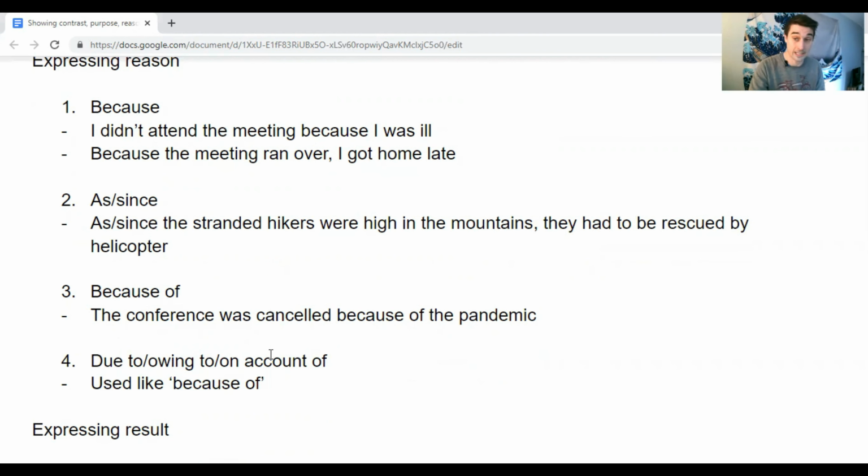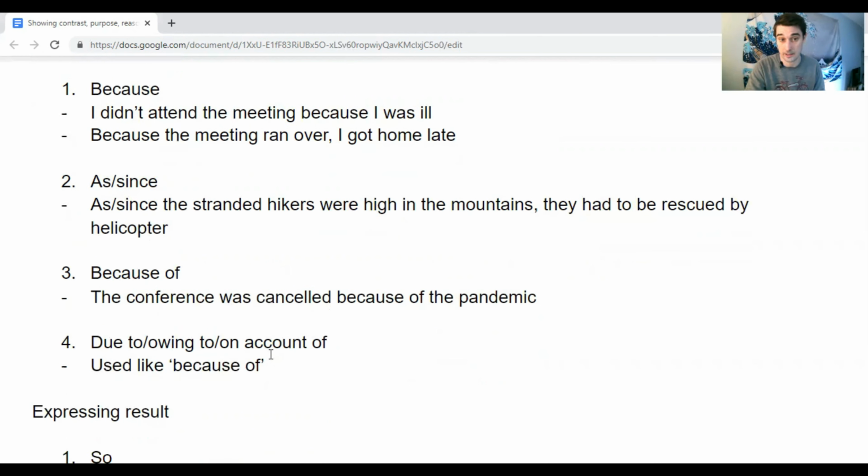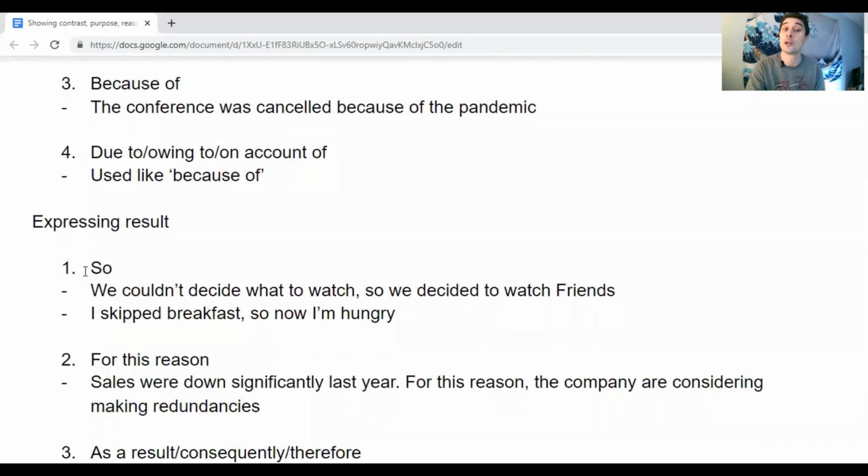And the last one I would like to go through is expressing result. So we've got some good vocabulary here for expressing result. The first one is so. We couldn't decide what to watch, so we decided to watch Friends. Happens a lot. You're on Netflix, you can't decide what to watch, and you spend 15 minutes checking, and in the end you say, okay, let's just watch something. Let's watch Friends because everyone knows it. I skipped breakfast, so now I'm hungry. If you look, there's a comma and then there's so. That's how we use it.